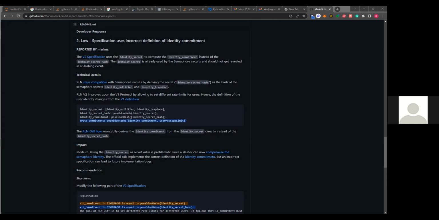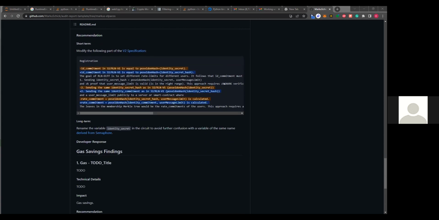Maybe if we scroll down a bit more, yeah. So I think one thing which could help here is to rename this identity secret variable in the circuit, because it uses the same name as the identity secret, which is derived from Semaphore. So I think that's a bit confusing as it is right now.